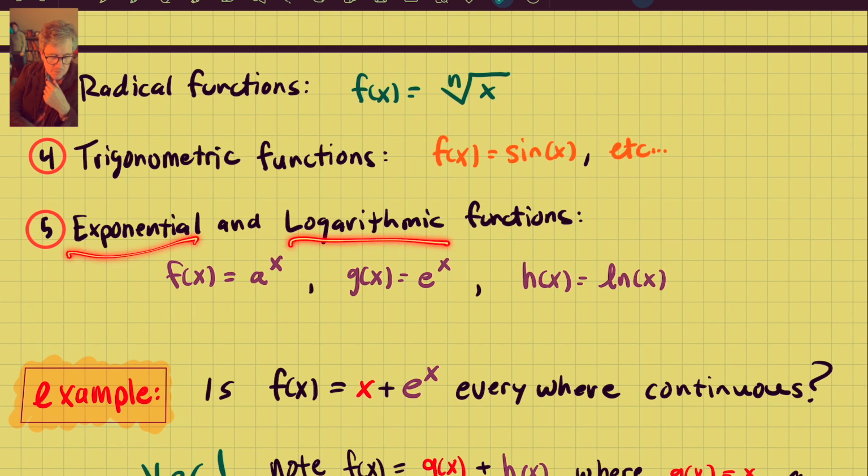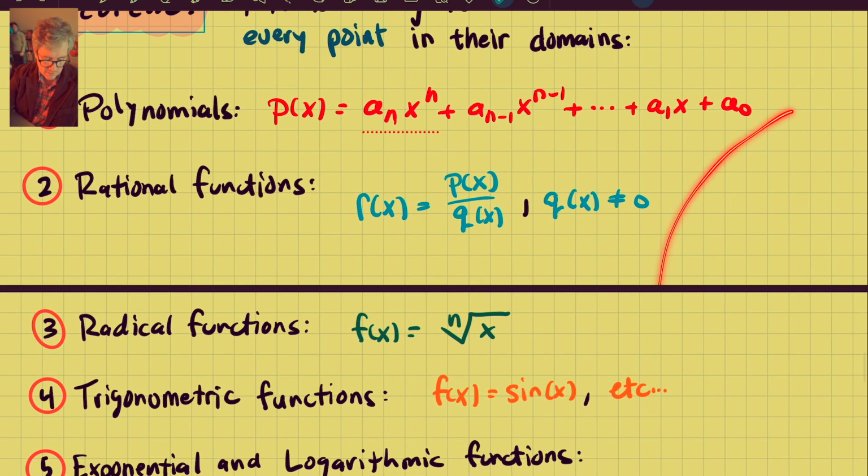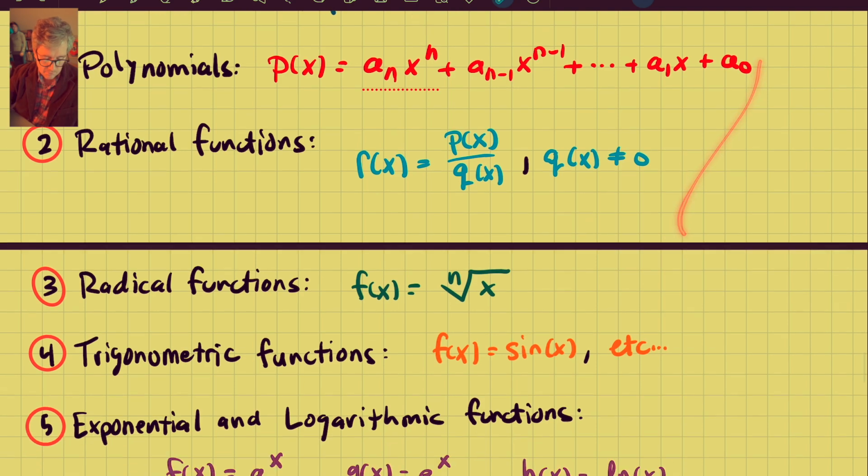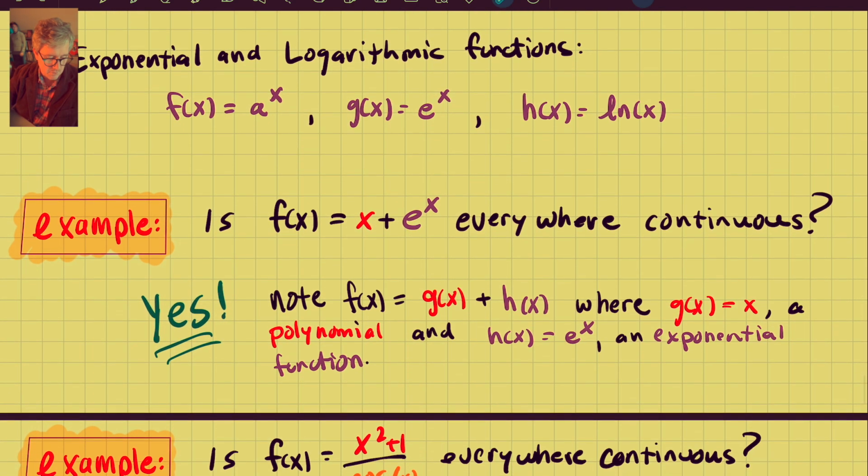And then exponential and logarithmic functions. So things like f of x equals a to the x power, continuous on its entire domain. G of x equal to e to the x, continuous everywhere on its domain. And the natural log of x would be another example. And then any combination of these things as well, continuous on its entire domain. Okay. Let's take a look at an example, to see how these five classes can be combined together, and they frequently are.